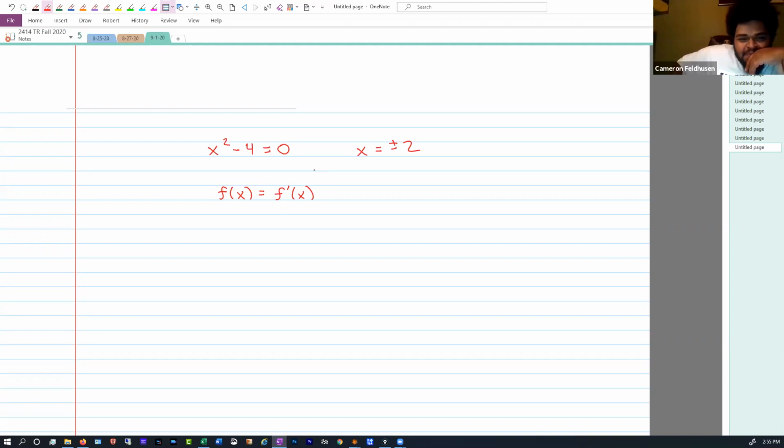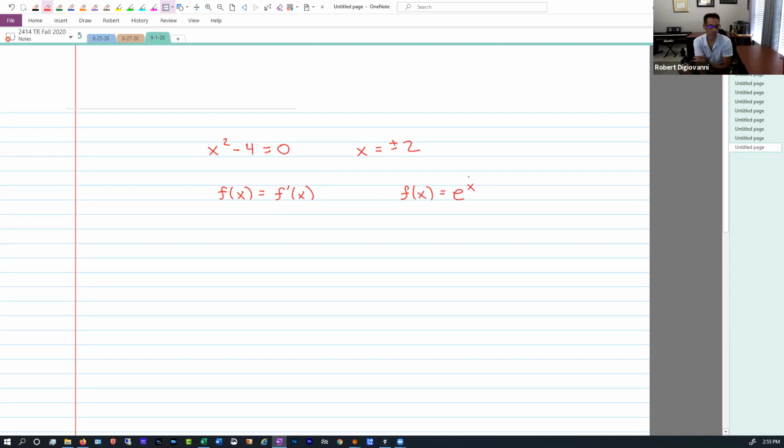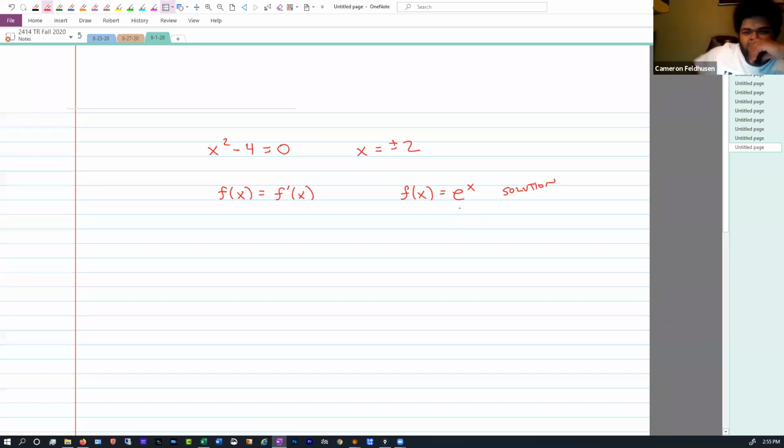E to the x. Okay. So your answer, f of x, is e to the x, works, right? So this is your solution. But your solution is not a number, right? Your solution is a function. Make sense? Does that make sense?